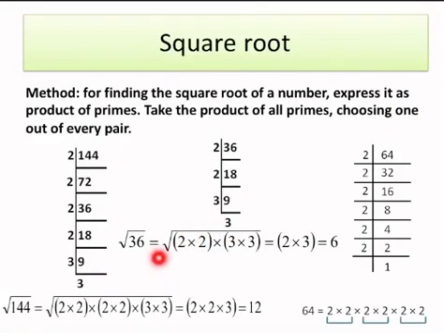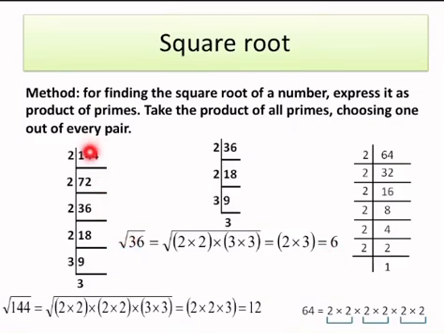And we are going to write this under the square root. This is the sign of square root. We write it as square root of 36, and we write the prime factors into it, and we take one out of every pair. There are two 2s, so we choose one 2. There are two 3s, so we choose one 3. That is, it is 2 raised to the power 2, and 3 raised to the power 2, and we get 2 into 3, that is equal to 6.